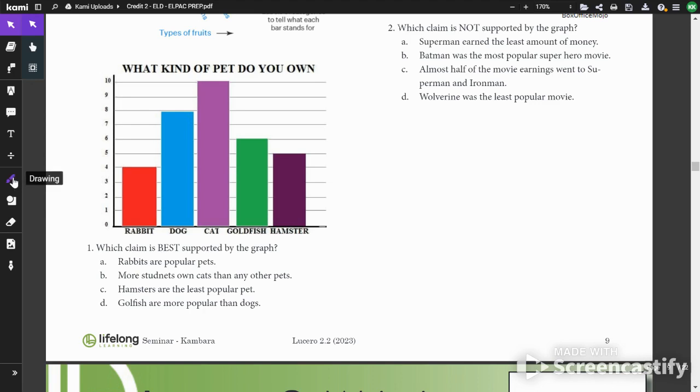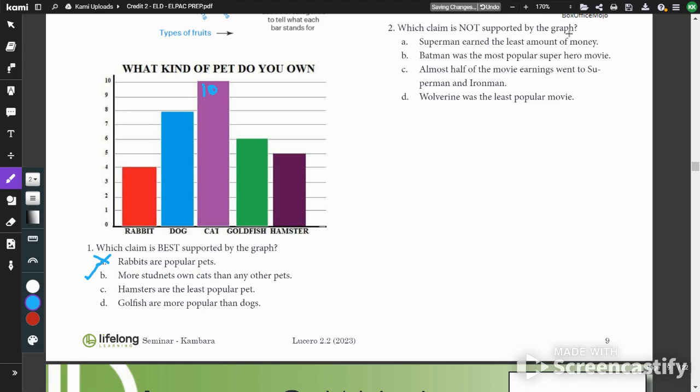You can do process of elimination. Are rabbits the most popular? No, because they're actually the lowest, right? Because only 4 people have them versus the rest of them. So it can't be A. Then B, more students own cats than any other pet. Can that be true? Yes, because there's 10, and that's higher than any other one. So that might be it.